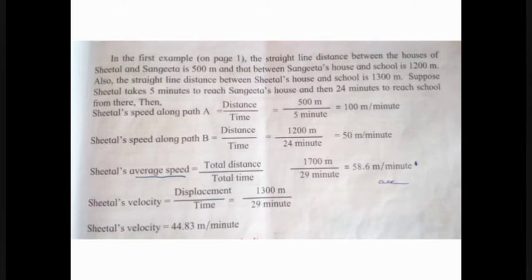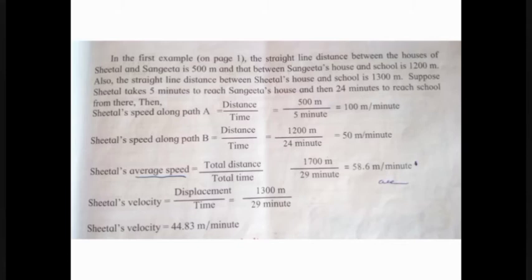Sheetal's speed along path B, that is the distance covered along path B upon the time. The distance covered was 1200 meter and time taken was 24 minutes. Therefore, Sheetal's speed along path B was equal to 50 meter per minute.